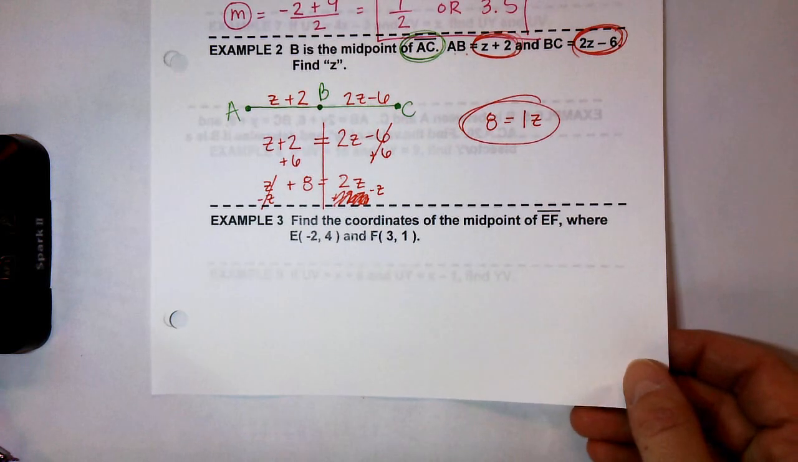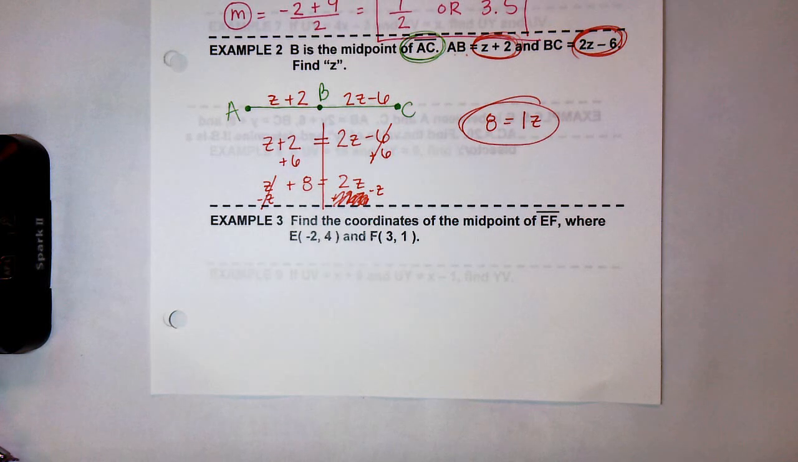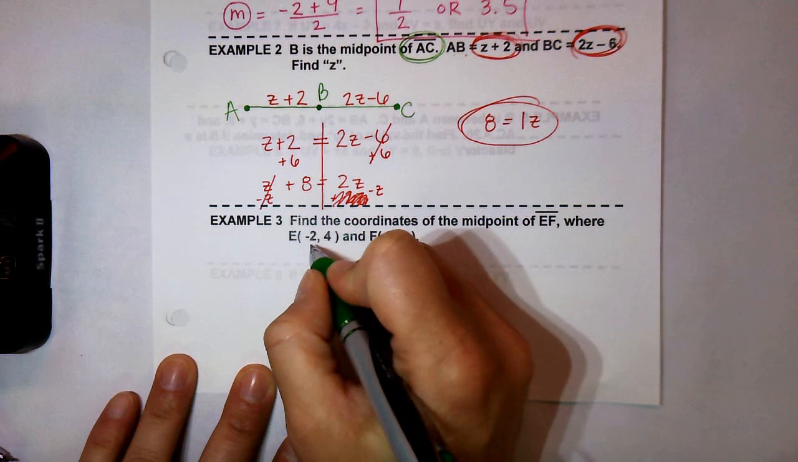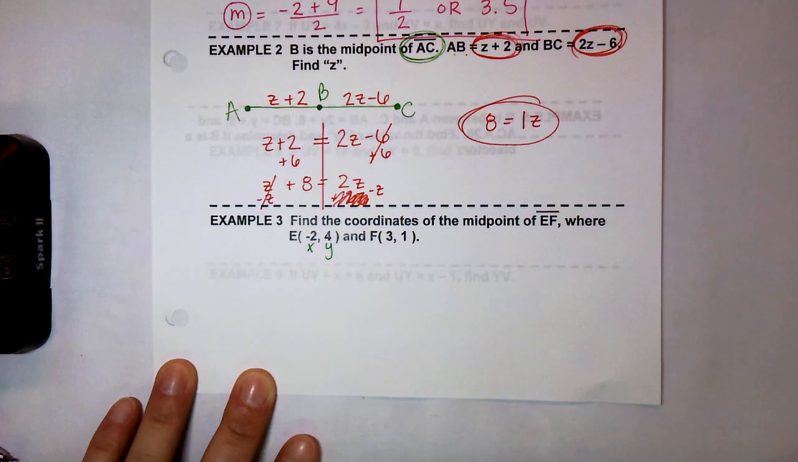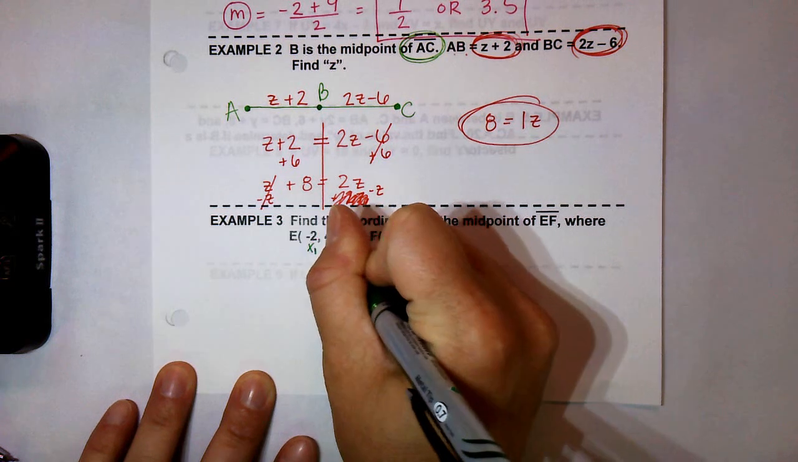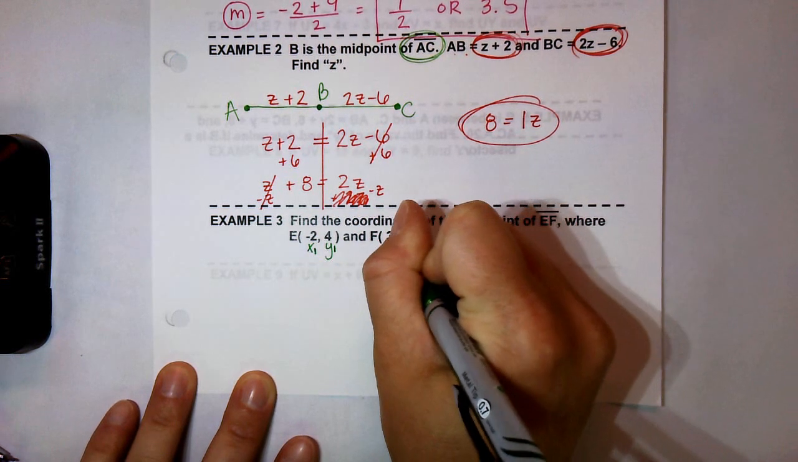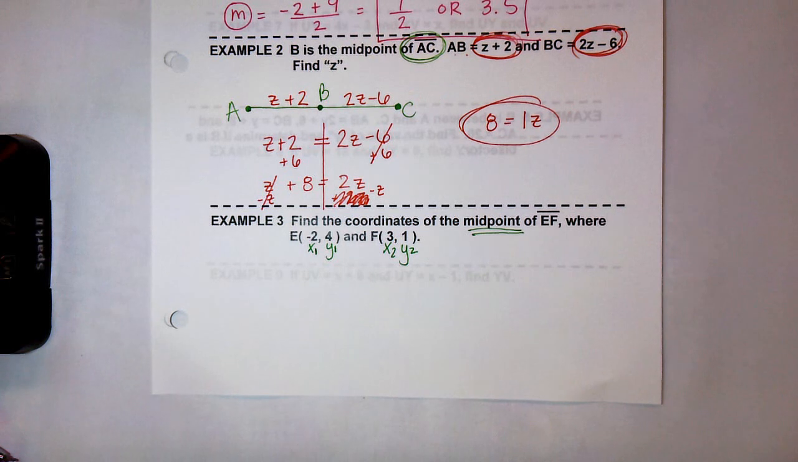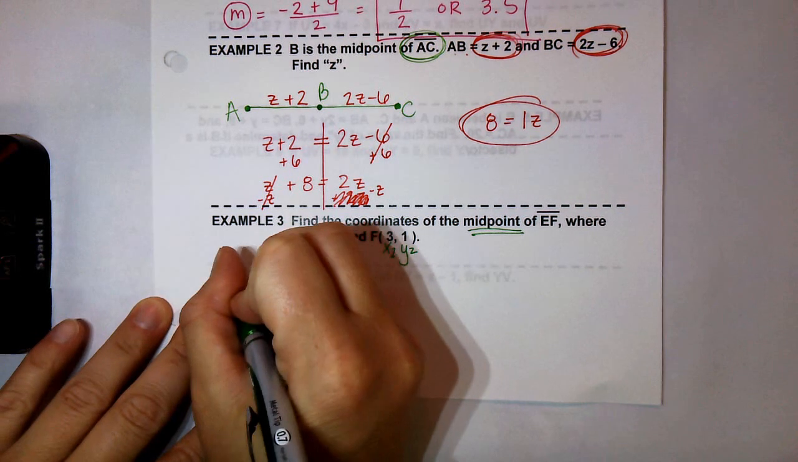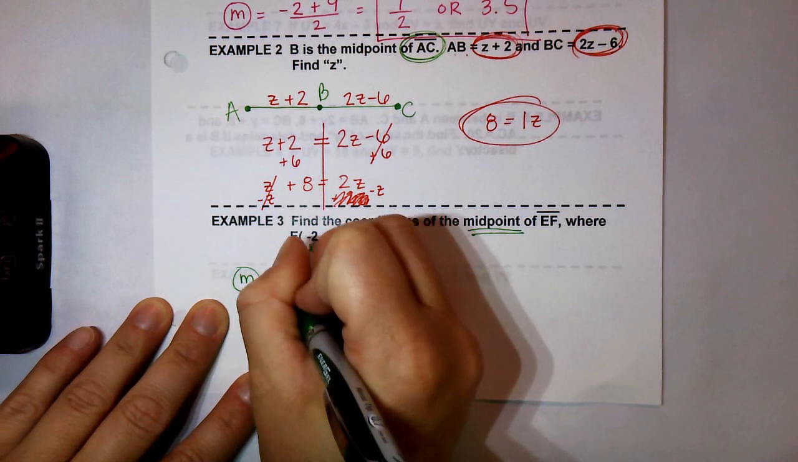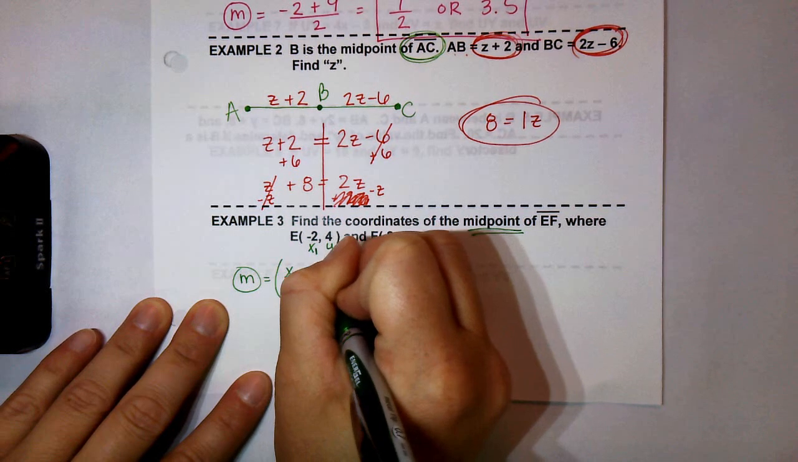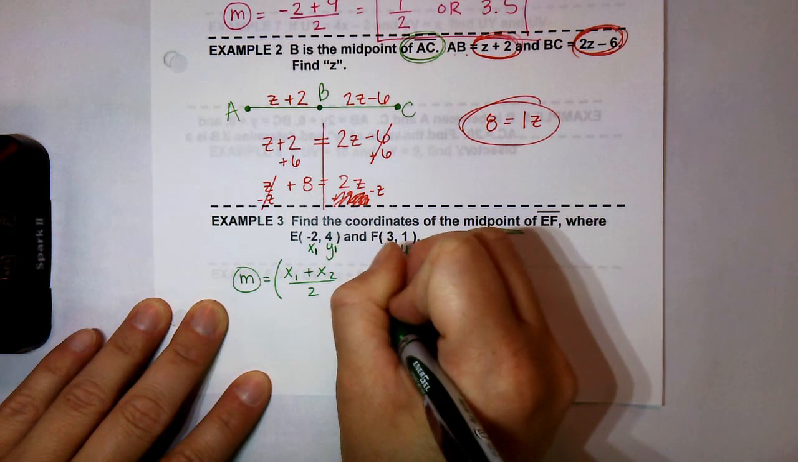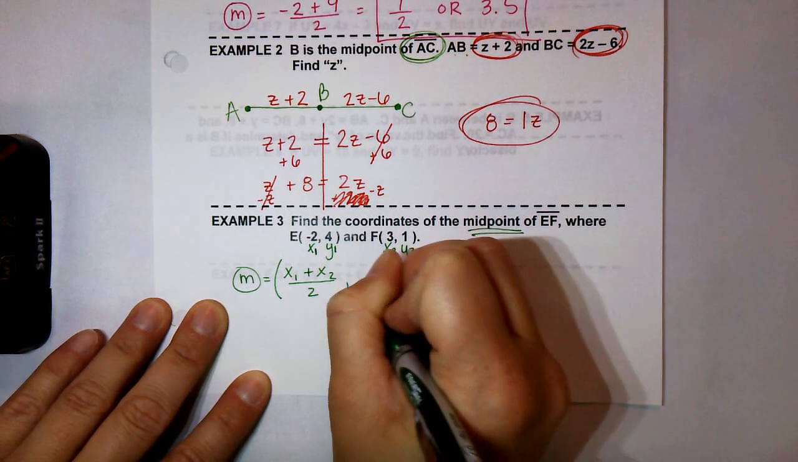All right, example 3. Find the coordinates of the midpoint. So this one, coordinates of the midpoint, and they gave me an x and a y. So I know I'm going to have a formula. x1, y1, x2, y2. There's a formula that goes with this. And it's going to be midpoint. So I need midpoint on the coordinate plane. You're going to add your x's, x1 plus x2, and then add your y's, y1 plus y2.